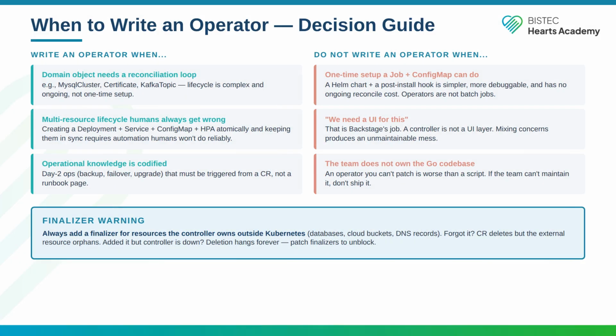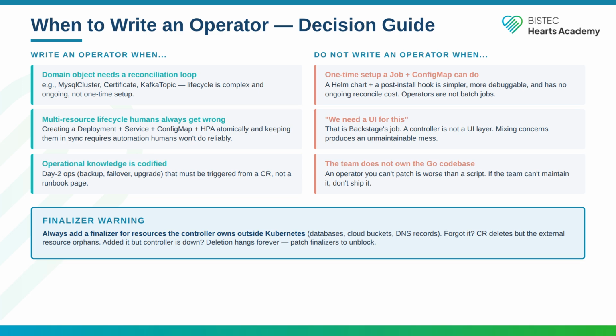Knowing when not to write an operator is as important as knowing how to write one. Most teams over-operatorize. Write an operator when the domain object requires continuous reconciliation, not one-time setup, but ongoing lifecycle management. A database cluster that handles failover, backup, and version upgrades. A certificate resource that auto-renews before expiry. A Kafka topic that manages partition rebalancing. These scenarios are right for an operator because the reconciliation requirement is continuous and the consequences of drift are serious.